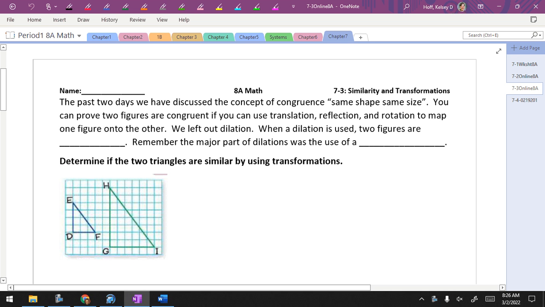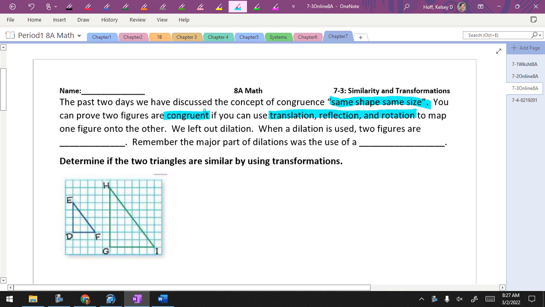Okay, so the past 2 days, on Monday when we talked about the worksheet determining congruence, and yesterday we talked about how you could rotate, we did it on the computer, or reflect, or translate. We've discussed congruence, and we used that phrase, same shape, same size. It might be pointed a different direction, it might be on a different part of the graph, but it was the same shape and same size. We used translation, reflection, and rotation to prove congruence.